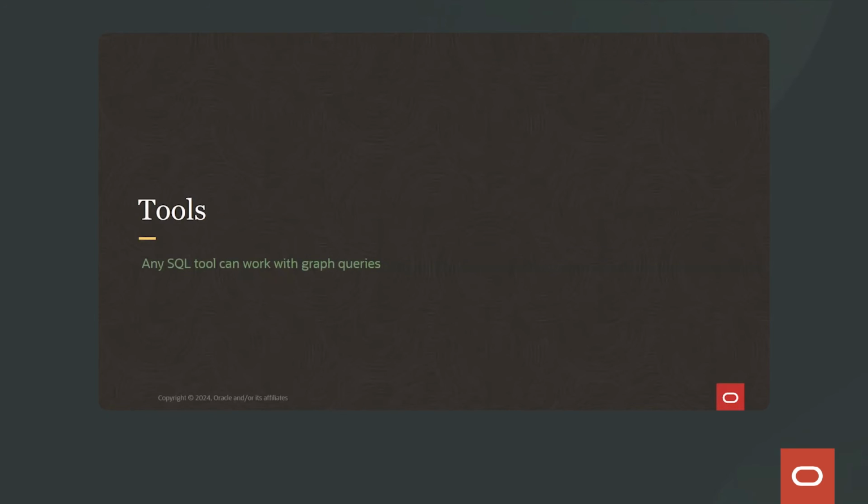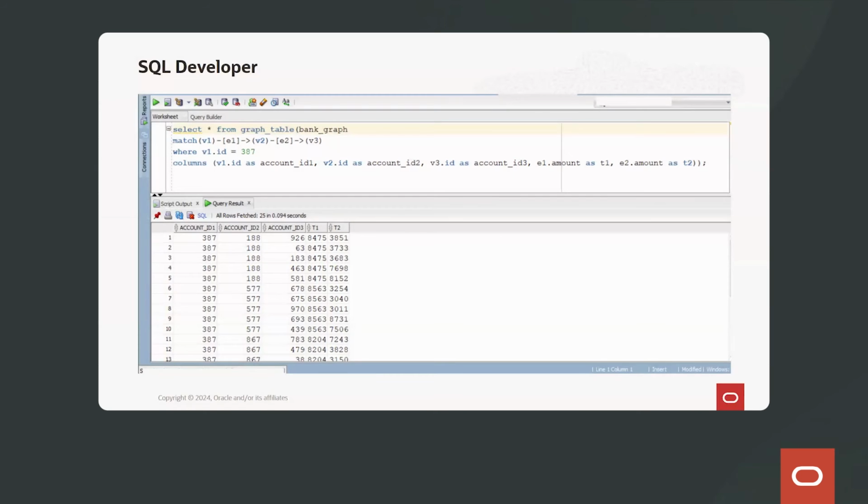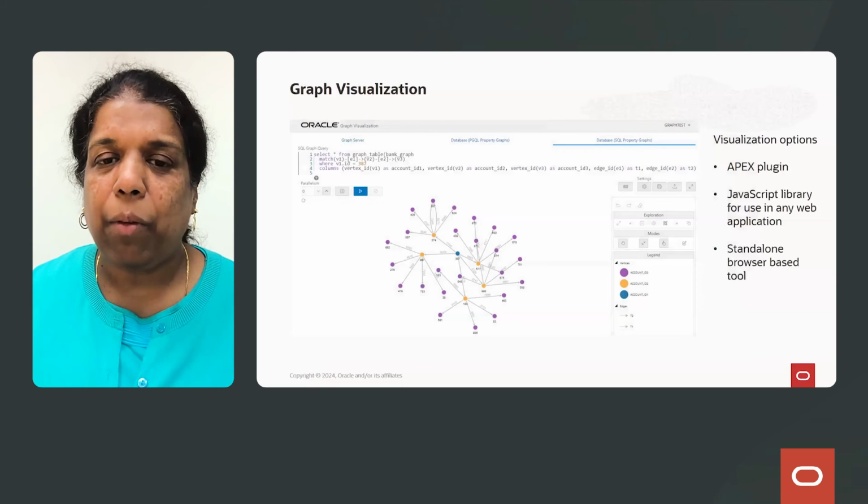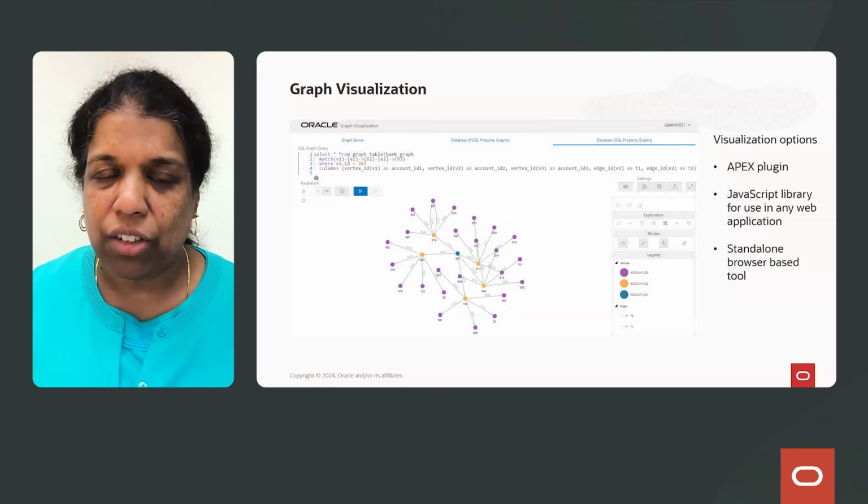So let's take a look at some of the tools that you can work with when you're working with graphs and with SQL in Oracle Database. Any tool that can work with SQL can work with graphs. So there's SQL Developer that you're familiar with, and here's an example of a query I'm running in SQL Developer. I'm running the same query with this new SQL Developer extension for VS Code that we have. And then I'm going to show you this visualization tool.